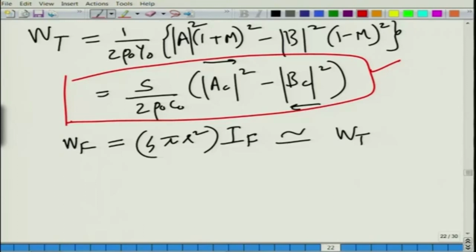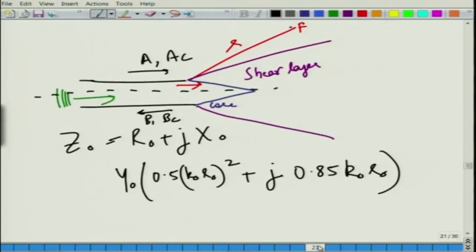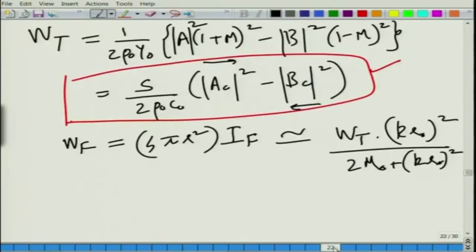Empirically, people have found that this is given by Wt into (k naught r) square divided by (2 m naught plus k naught r) whole square. Where IF is the intensity over a spherical surface, 4 pi r square is the hypothetical sphere with the radius r, centered at say a point on the duct, or probably some point just at this point. So, we have this sort of a thing.